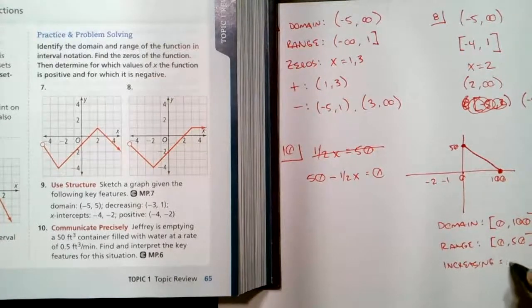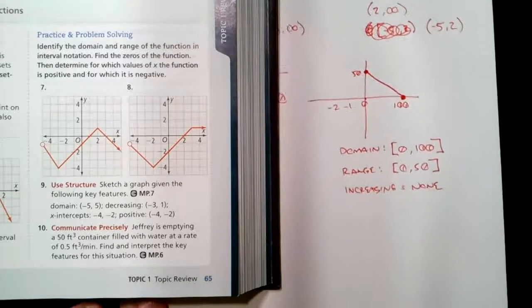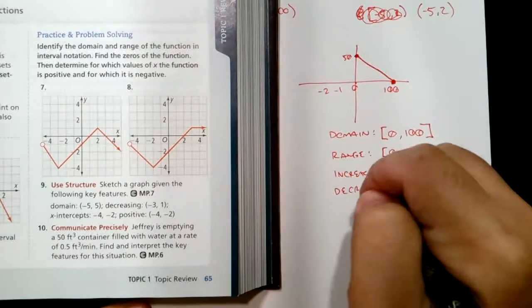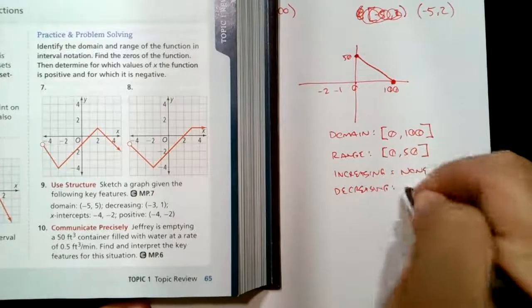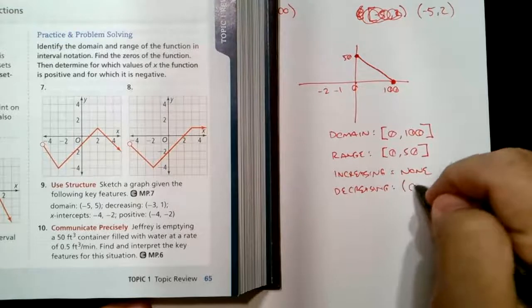It's not increasing at all, right? This function is never going uphill. So it's only going downhill. So for an increasing function, there is none, right? It doesn't increase. I think I'm going off my paper here. Here we go. I'll just cover up that.